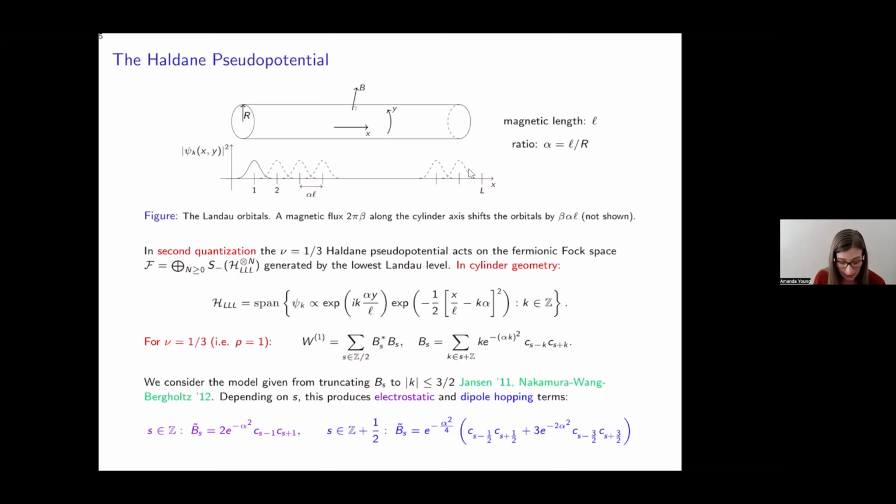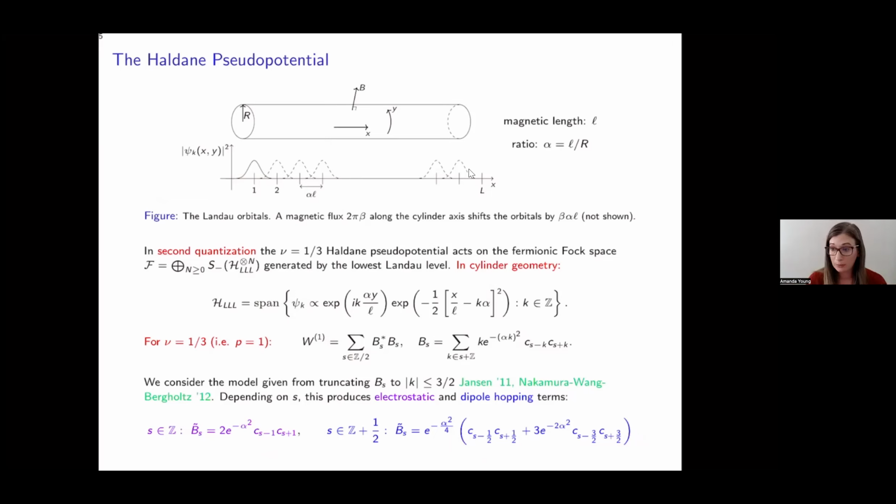So for the electrostatic term, it's going to penalize having particles being next nearest neighbors. We'll have an energy penalty there. And then for the dipole hopping term, it'll take particles that are nearest neighbor, hop them to being 3 sites apart and back and forth. Now, this is the truncated interaction that we take.